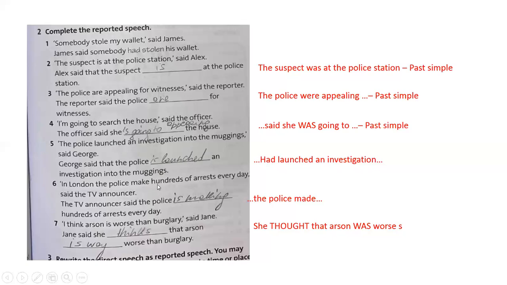Number 6. "In London, the police make hundreds of arrests every day," said the TV announcer. The TV announcer said the police, instead of make, we need to use past simple because present simple make is changed to past simple made. So that's also not the right answer. And number 7, "I think arson is worse than burglary," said Jane. Jane said that arson, instead of is, we need to use was. That arson was worse than burglary. So this is the rule of change from present to past, from past to past perfect.